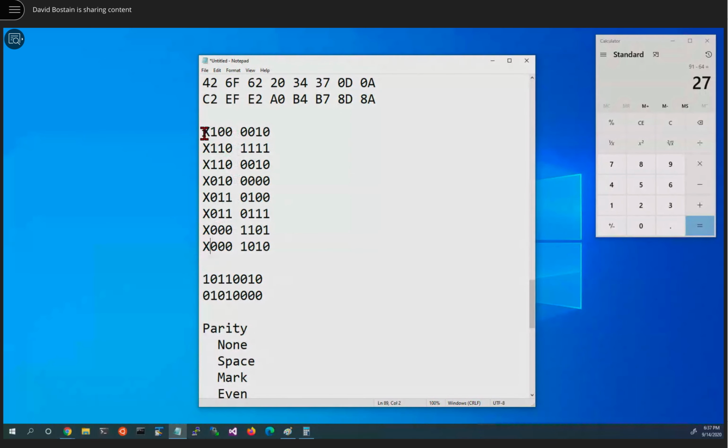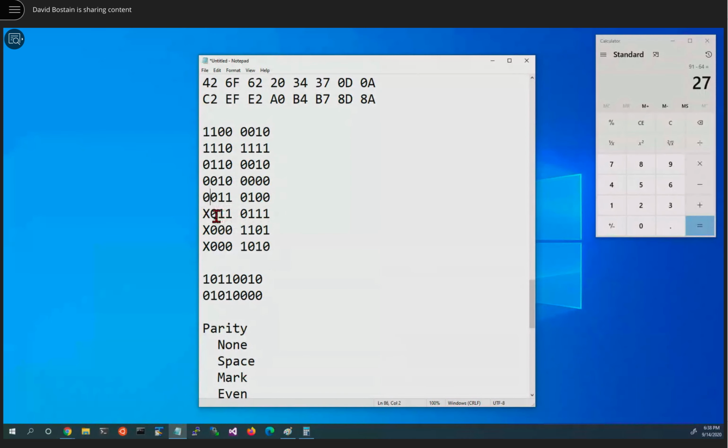We have two bits on right now. We're using odd parity, so we need to add 1 to make it an odd number. We have 6 on, put 1 on to make it an odd number. We have 3 on already, make that a 0. We have 1 on, make that a 0.